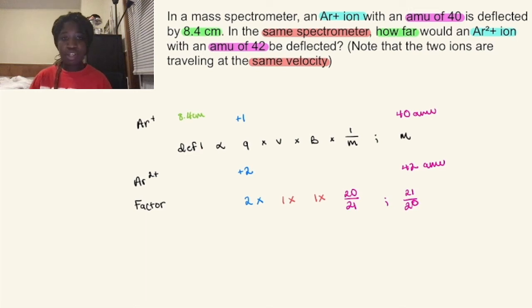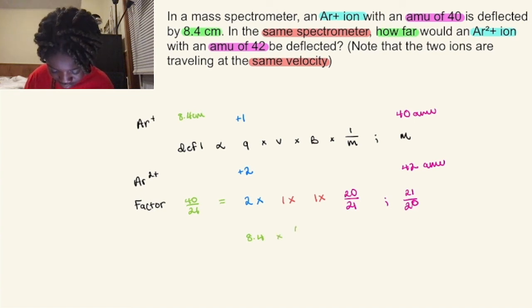And now we have everything we need to find the factor for deflection, so we'll put an equal sign here because the factor line always has an equal sign, and 2 times 1 times 1 times 20 over 21 is 40 over 21. So we have our initial deflection for Ar+, we have our factor, and we can finally solve for the deflection of Ar2+. So let's take 8.4 times 40 over 21 to get our answer.